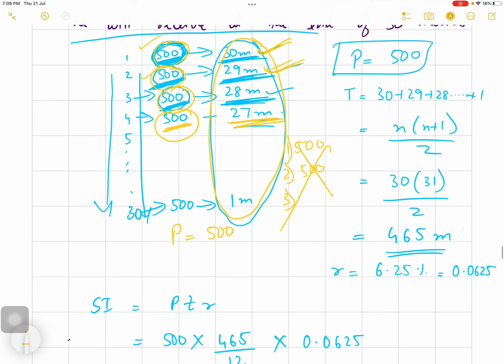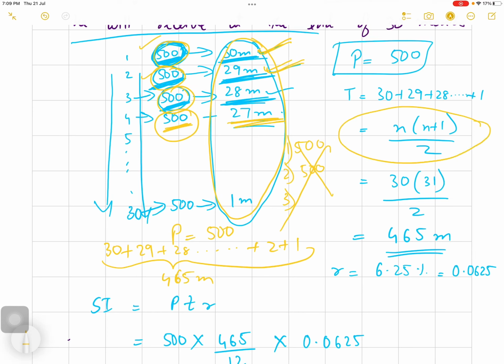So on the 500 you get interest for 30 months plus 29 plus 28 and so on till 2 months and 1 month, right? So how much is this total? You can take your calculator and do 30 plus 29 plus 28 plus 27 and so on. It will come to 465 months. Or instead of doing that, you can just use this formula.